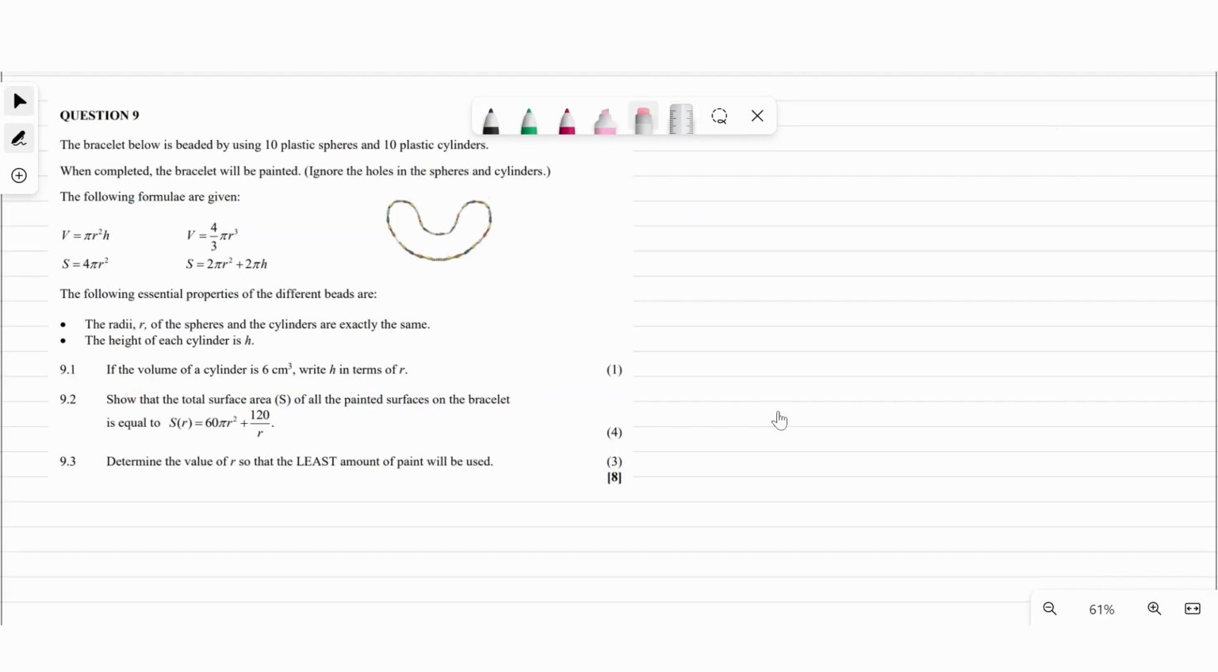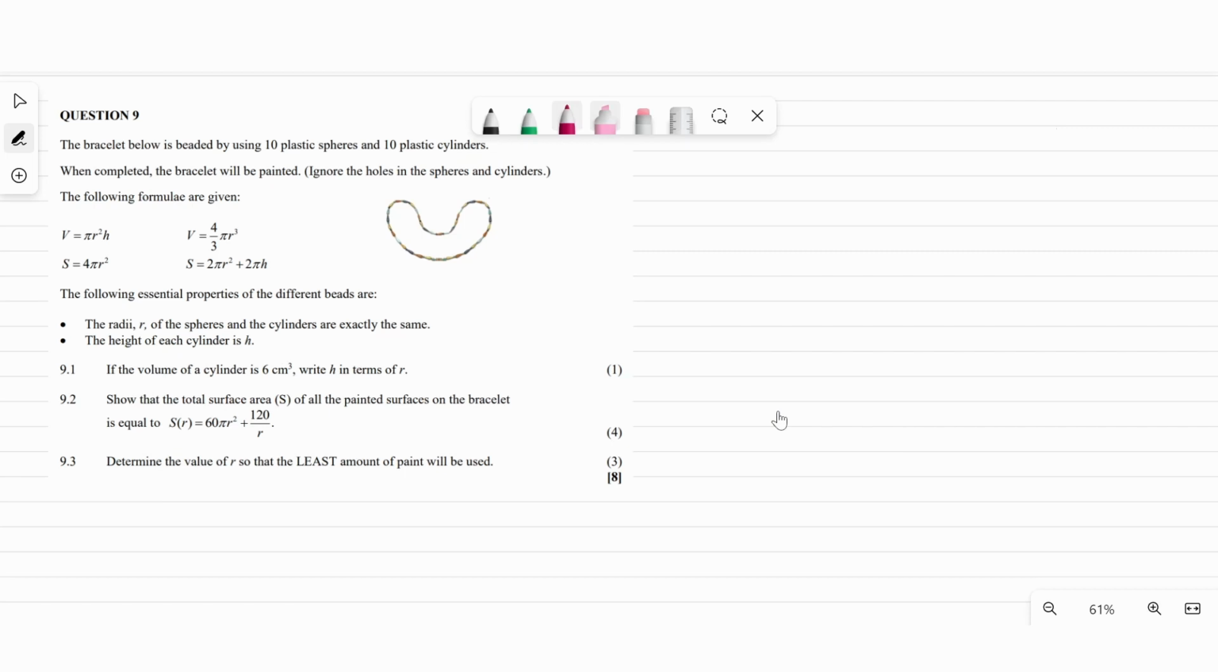So now let's do question 9. It says the bracelet below is beaded by using 10 plastic spheres and 10 plastic cylinders. When completed, the bracelet will be painted. Ignore the holes in the sphere and the cylinder. The following formulas are given, so they give you the volume of the cylinder, and they also give you the volume of the sphere.